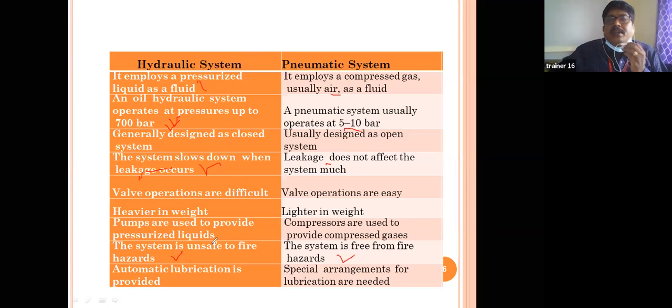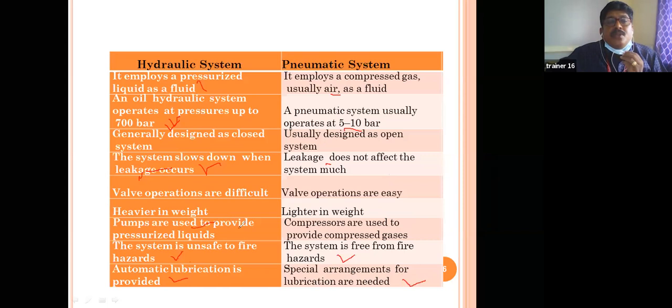And in this hydraulic actuation system, one disadvantage, what is that? Leakage. If a leakage takes place, then automatically a fire hazard takes place. Whereas in the case of the pneumatic actuation system, leakage will not happen, right? There is no fire hazard. And automatic lubrication is provided, whereas in hydraulics special arrangements for lubrication are needed.